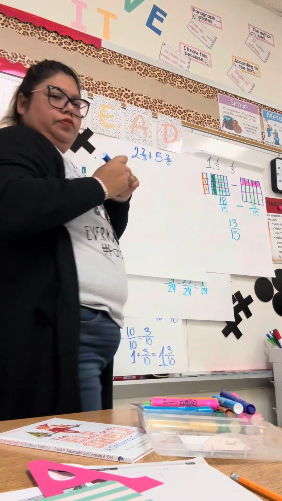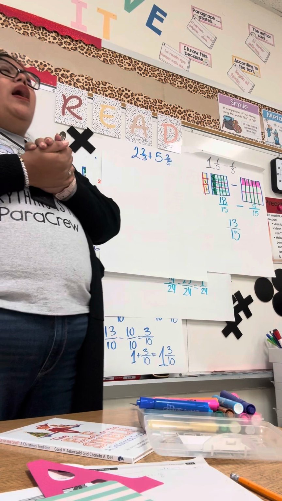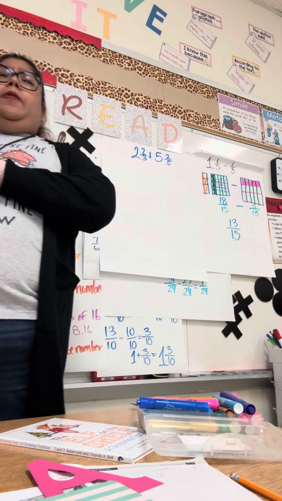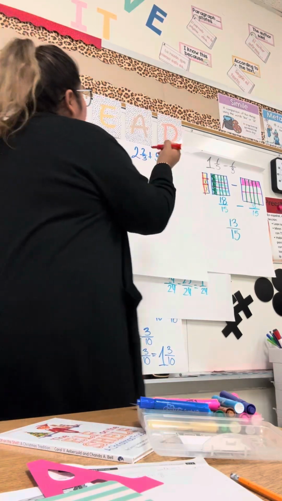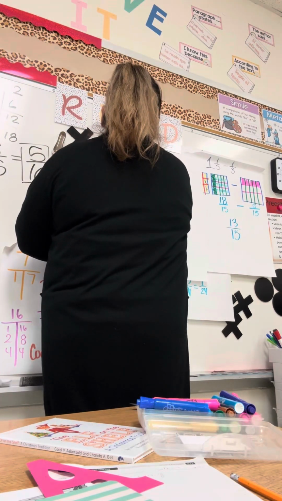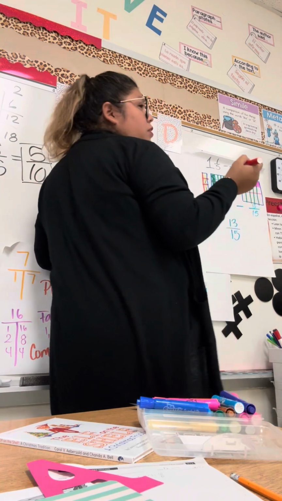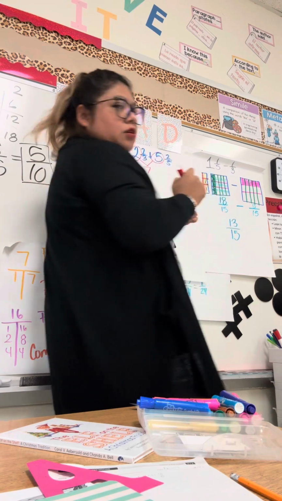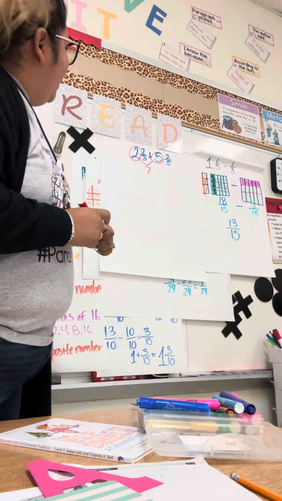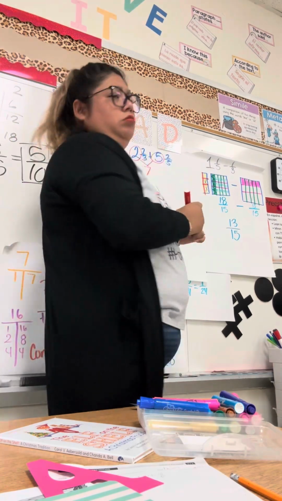Okay. Now, what did we say was our first step? Add the whole numbers. Okay, let's add the whole numbers. 2 and 5. 2 and 5 is what? 7. Okay, 7. Now what do we do?